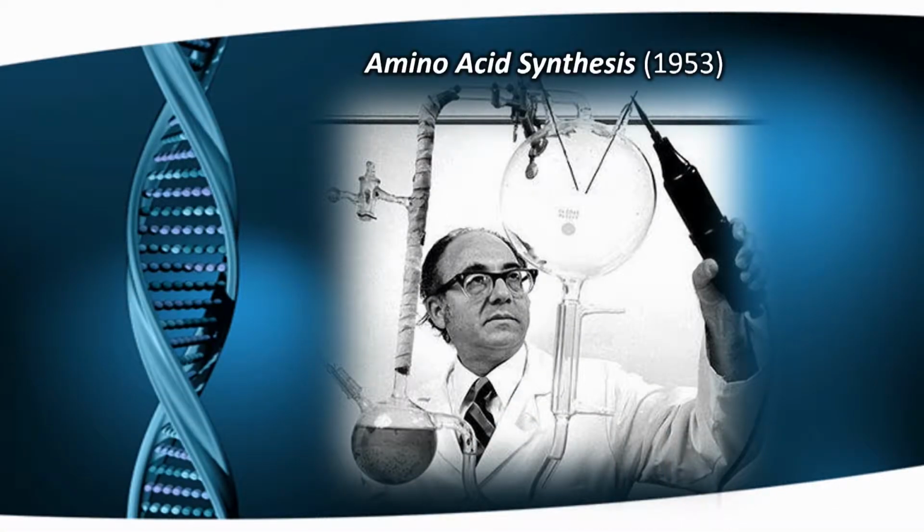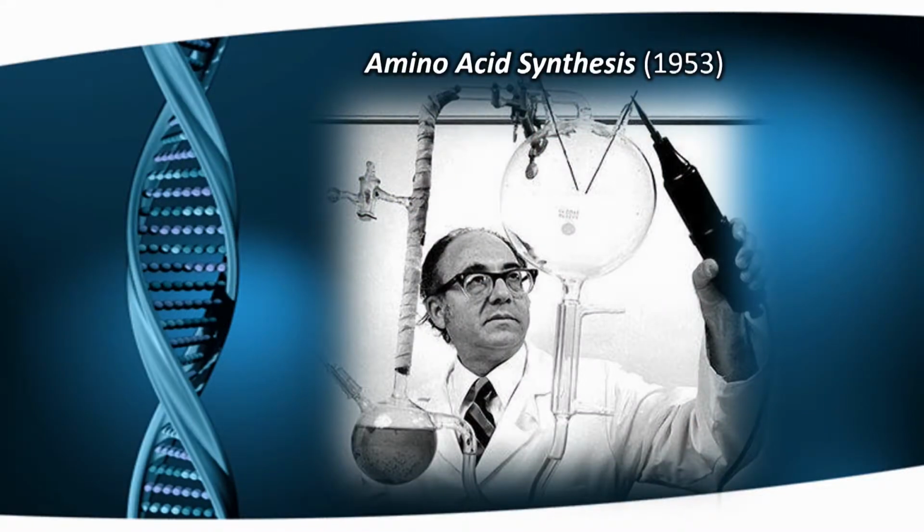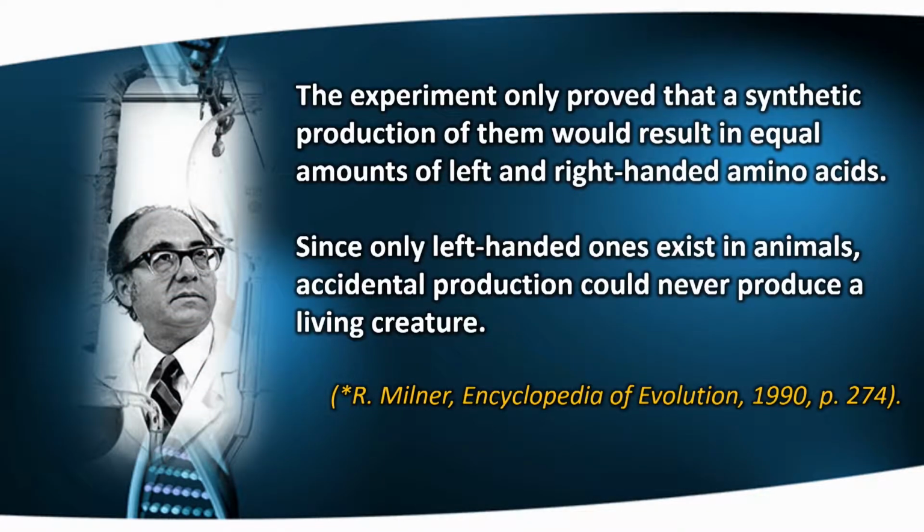So this was known as the amino acid synthesis in 1953. Newspaper headlines proclaimed life has been created, but actually this experiment disproved the possibility that evolution could occur, and this is the reason here. The experiment only proved that a synthetic production of them would result in equal amounts of left or right-handed amino acids. Since only left-handed ones exist in animals, accidental production could never produce a living creature.